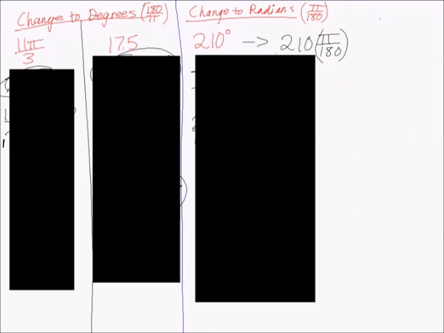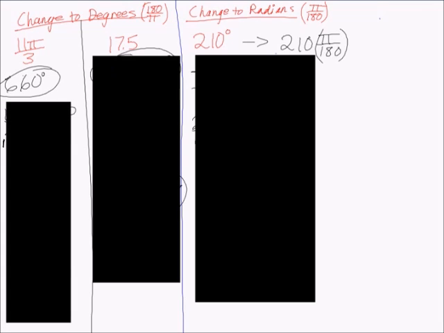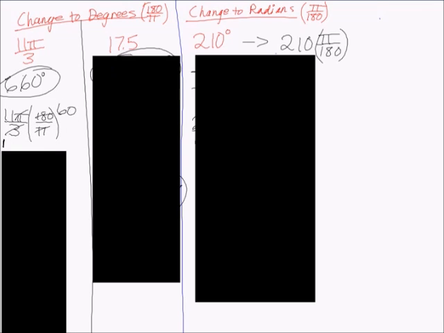So to change to degrees, remember your fraction is 180 over pi. If you reference back to your 6.1 notes, when pi is on the bottom, you usually want pi to cancel. So for example, if I have 11 pi over 3, that is 660 degrees. And how do you do that? You have to multiply 11 pi over 3 times 180 over pi. And when pi is divided by pi, they cancel. And then when you do 180 divided by 3, these are common factors.